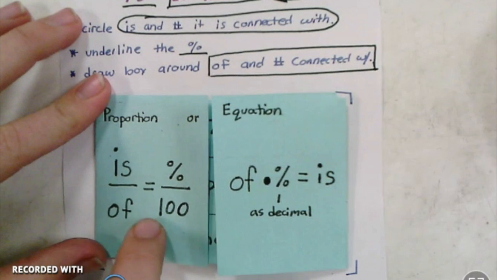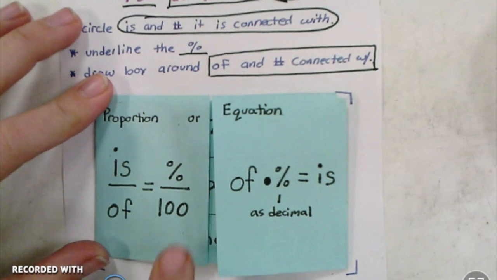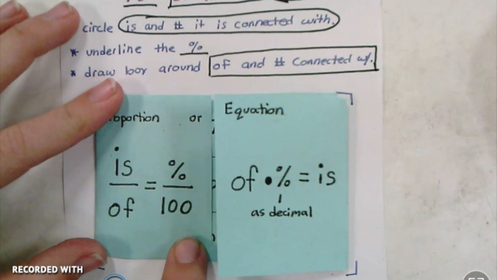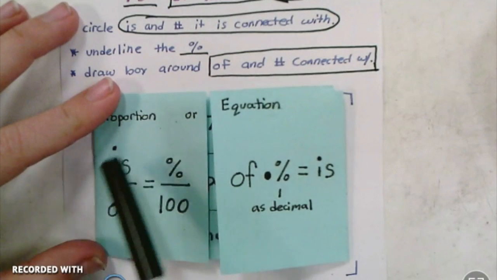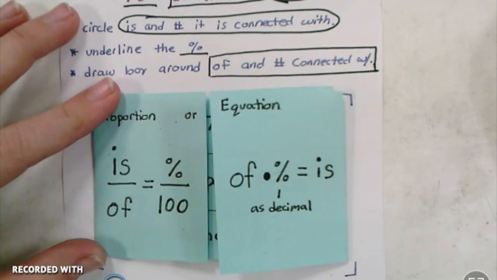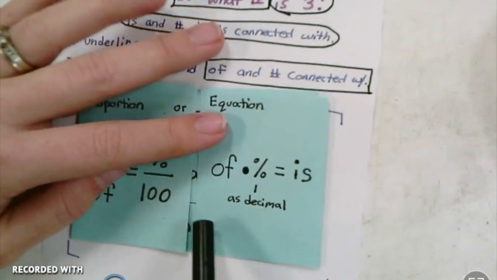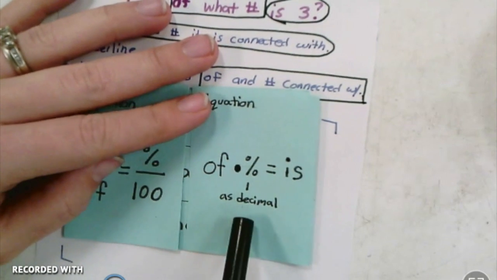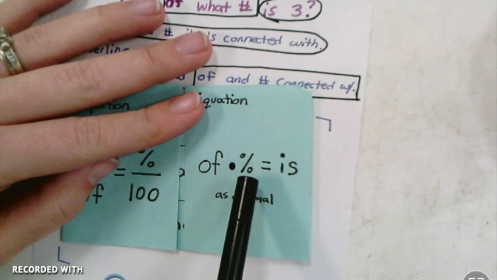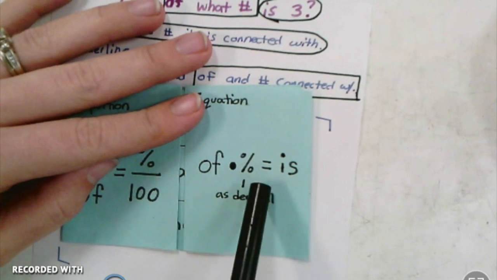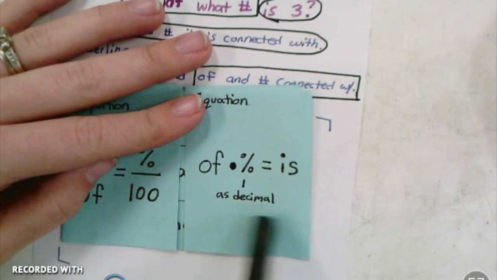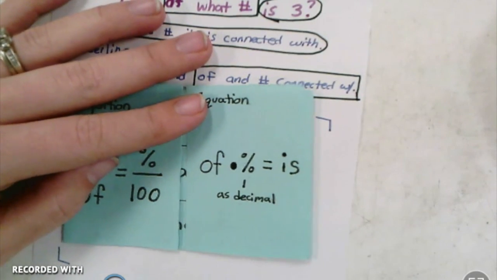So what's super cool is if you need to memorize this proportion right here. Is over of equals percent over 100. Stop the video and say that 5 times. All right, I hope you did it. Is over of equals percent over 100. You're also going to want to memorize of times percent written as a decimal. That's a really important thing. So you're going to write your percent as a decimal, and of times percent written as a decimal equals is.